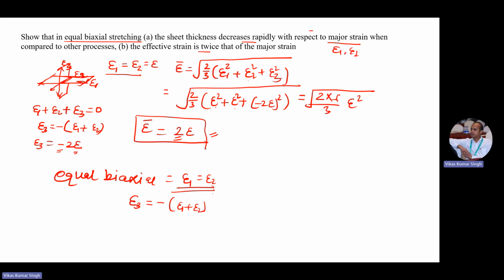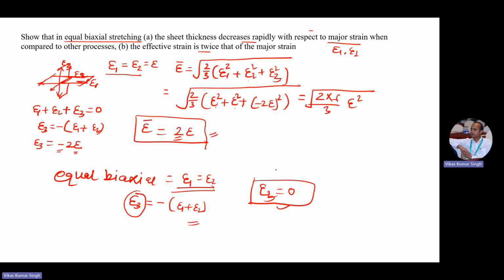Okay, this was one of the concepts given. And when plane strain condition is given, then what do you have to consider? If it is given plane strain, then you have to take epsilon 3 as 0. But here plane strain is not given. It means you have to consider the epsilon 3. Otherwise, this will be 0 in the case of plane strain condition. Okay.